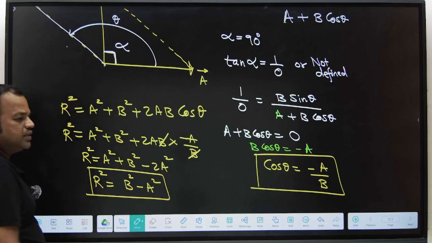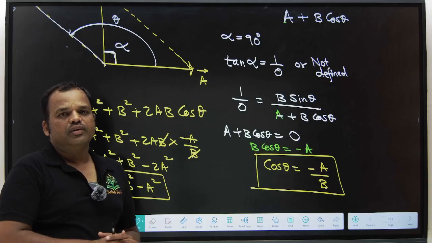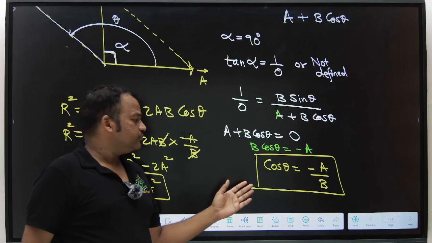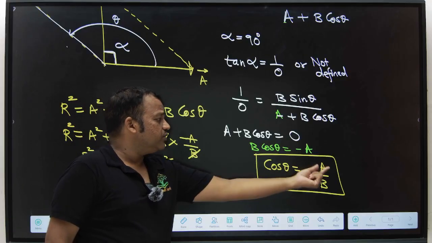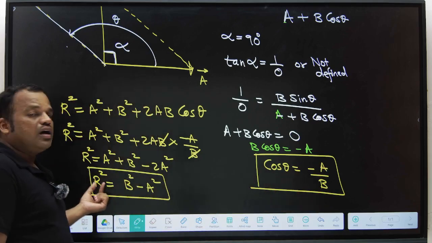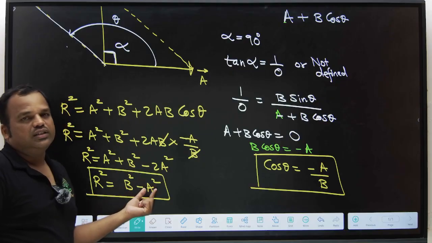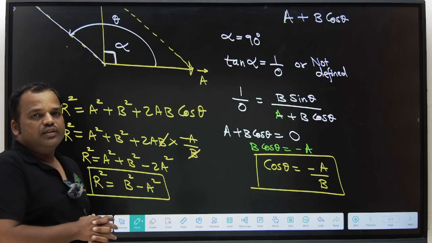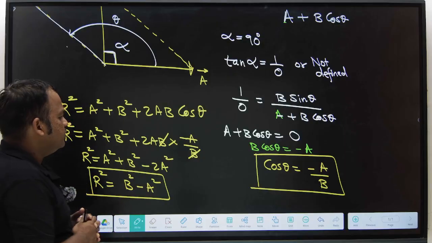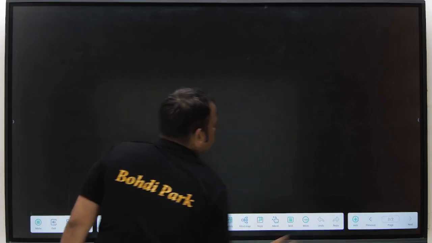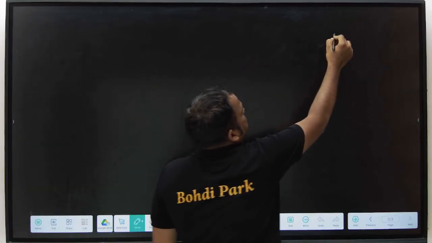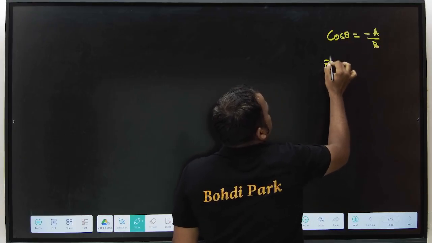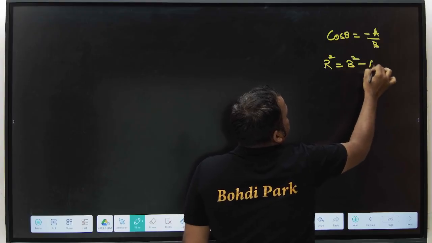This is another shortcut formula. So now we have two shortcut formula in this video. Cos theta is equal to minus a by b. R square is equal to b square minus a square. Now let's use these two shortcut in the question. So I will write the short trick here. Cos theta is equal to minus a by b, and r square is equal to b square minus a square.